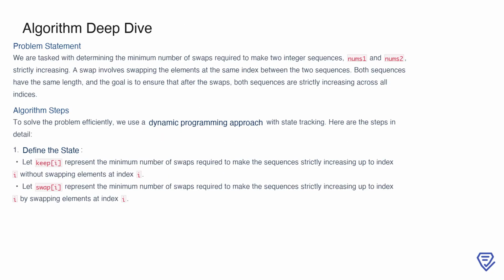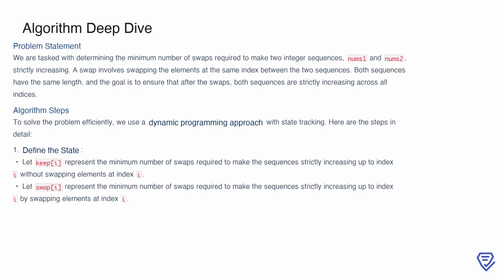We are tasked with determining the minimum number of swaps required to make two integer sequences, nums1 and nums2, strictly increasing. A swap involves exchanging the elements at the same index between the two sequences. Importantly, both sequences have the same length, and our goal is to ensure that, after the swaps, both sequences are strictly increasing across all indices.